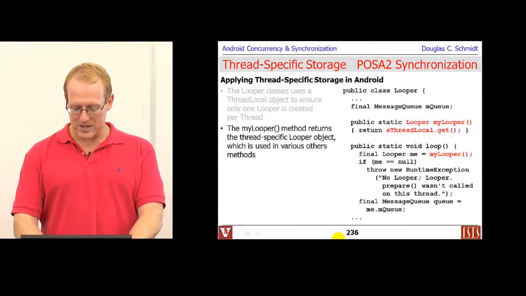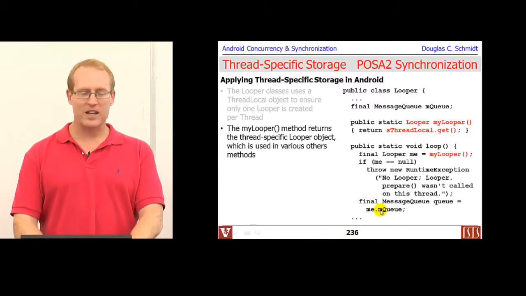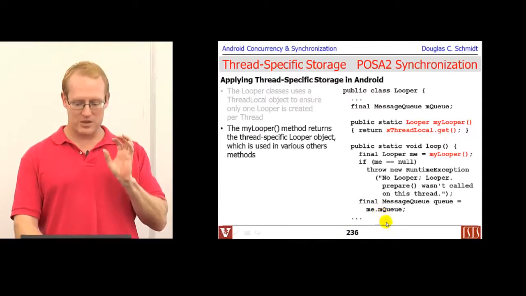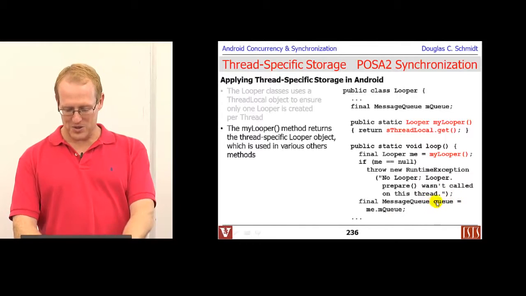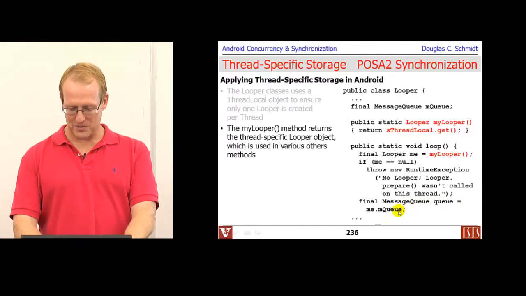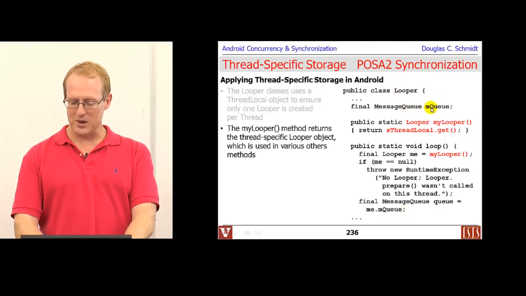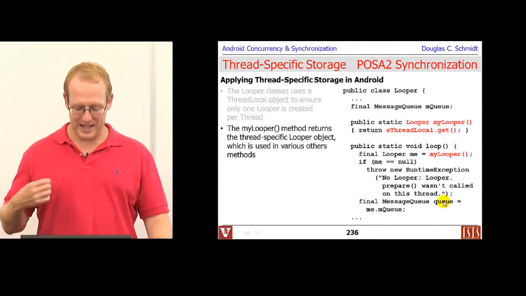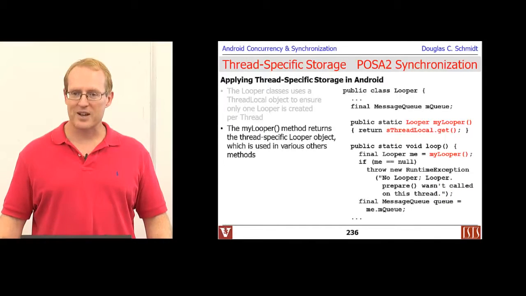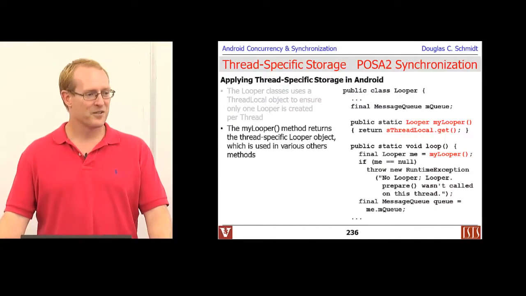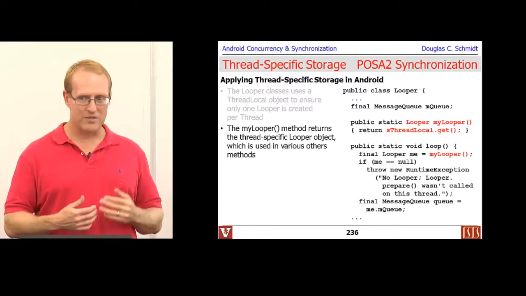And then look what it does. It goes ahead and it takes the thread-specific looper that it fished out of thread-specific storage, and it grabs that guy's message queue, and it stashes it into this local message queue. Right? So this is weird. There's this message queue up here, and that's what's being accessed here. And then we go ahead and we cache that into a local message queue. Does anybody want to speculate why we do that? And then the rest of the looping operations are done off of that.